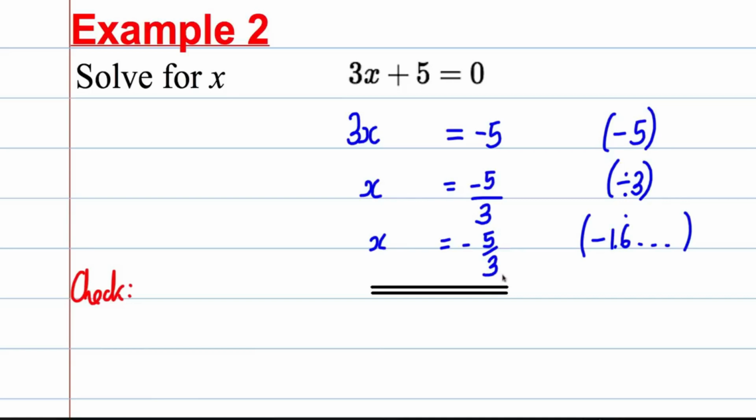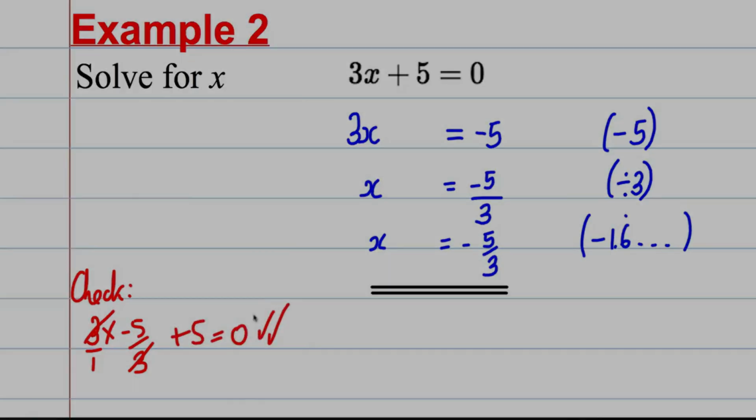3 multiplied by negative 5 over 3, that's like 3 over 1 times this. The 3s would cancel and we get negative 5. Negative 5 plus 5 is equal to 0. I know I've done it right.